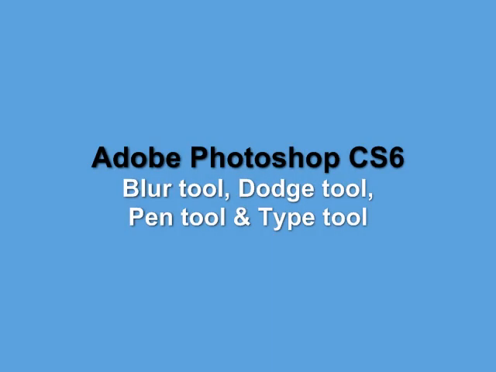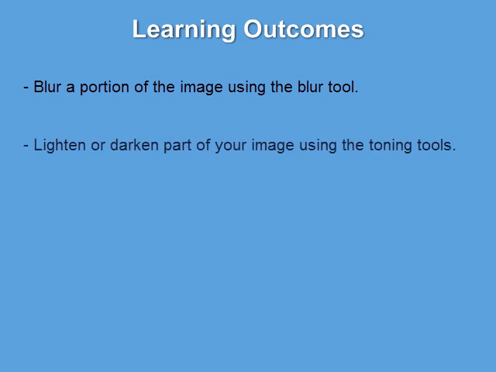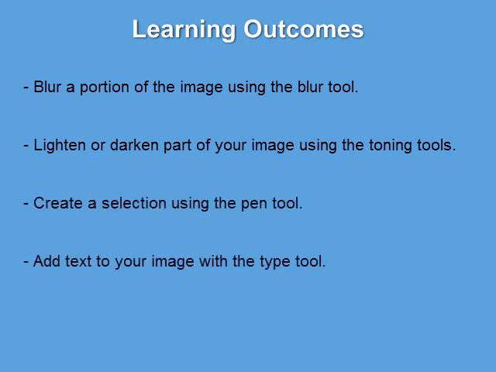Welcome to Adobe Photoshop CS6, Blur Tool, Dodge Tool, Pen Tool, and Type Tool. After completing this unit, you will be able to blur a portion of the image using the Blur tool, lighten or darken part of your image using the toning tools, create a selection using the Pen tool, and add text to your image with the Type tool.